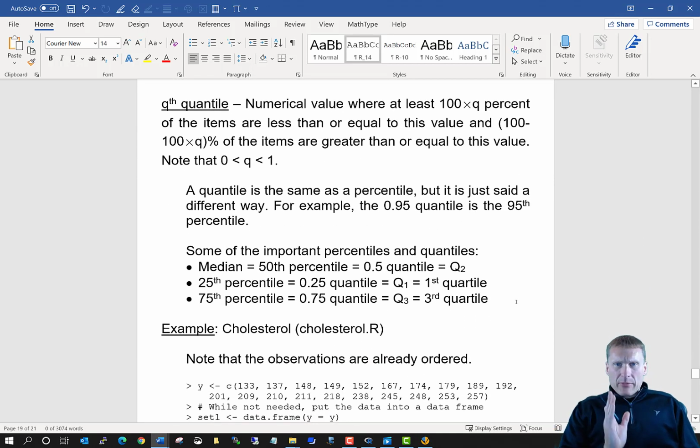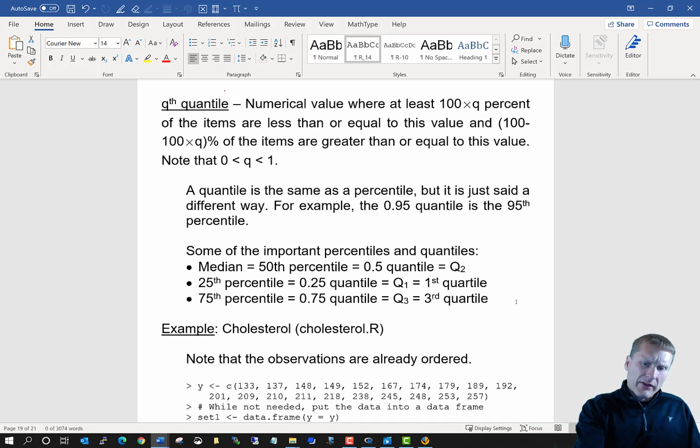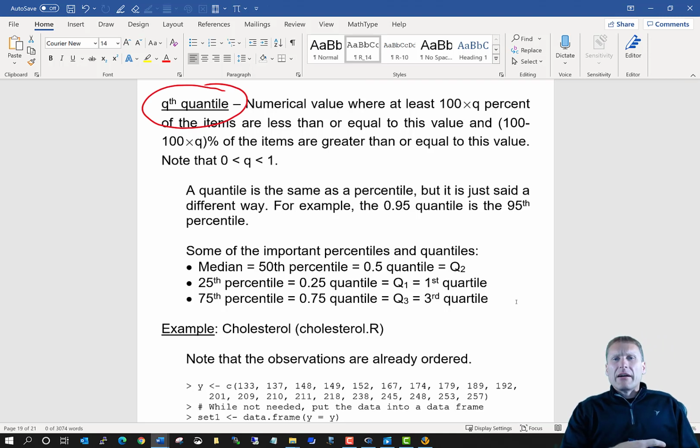So we've talked about percentiles. Something that's maybe less talked about in other situations is what's called a quantile. In statistics, we do mention quantiles a lot, and so it's important you understand the differences between a quantile and a percentile. It's just a small difference, but you need to make sure you use the correct terminology.